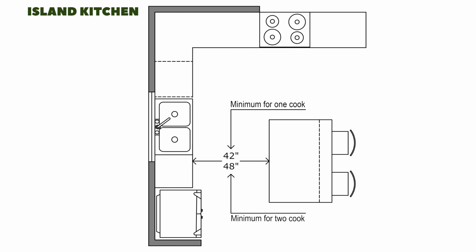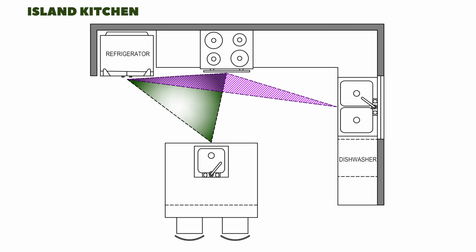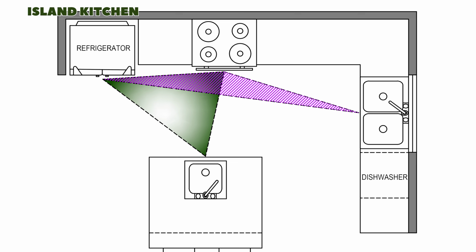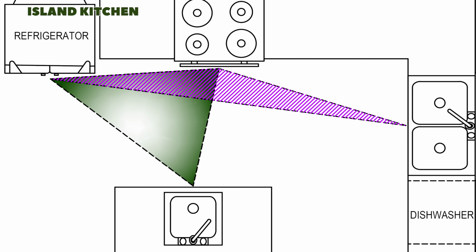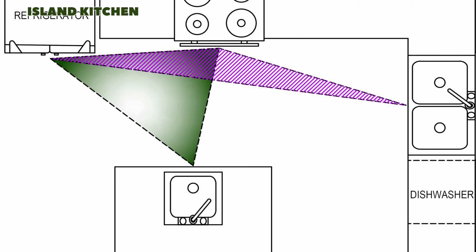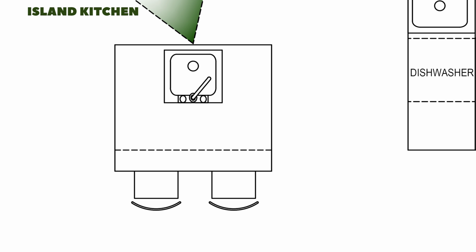By incorporating a prep sink or cooktop into the island, you can establish 2 overlapping work triangles, making kitchen tasks more efficient. Extending the countertop also provides a versatile space for casual dining, supervising homework, or seating guests during gatherings.